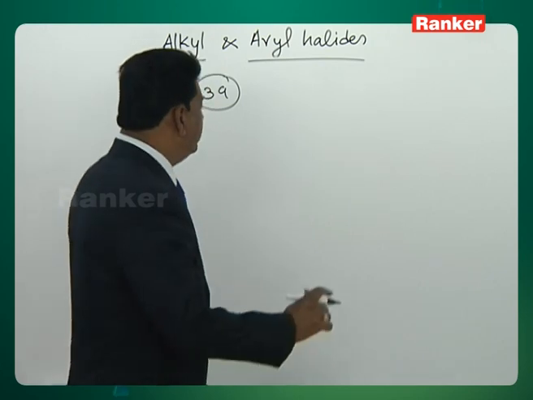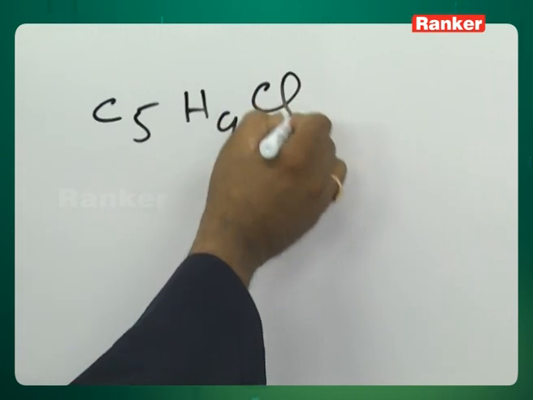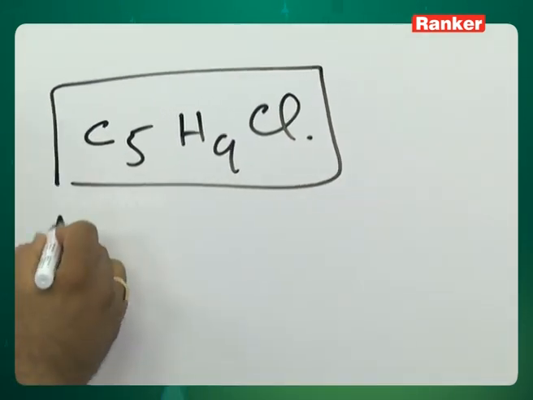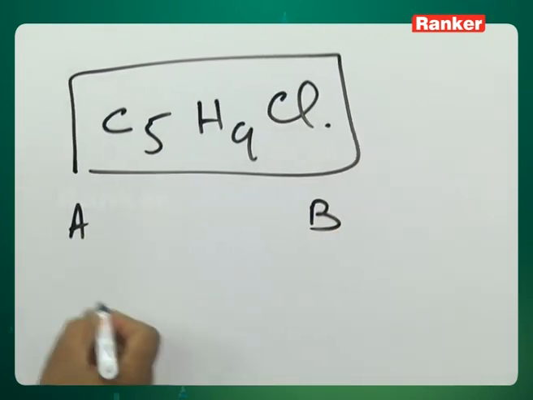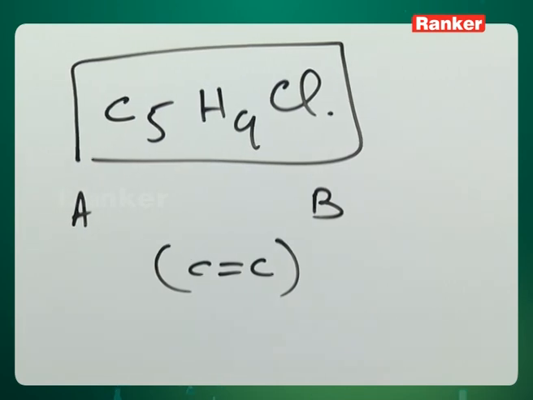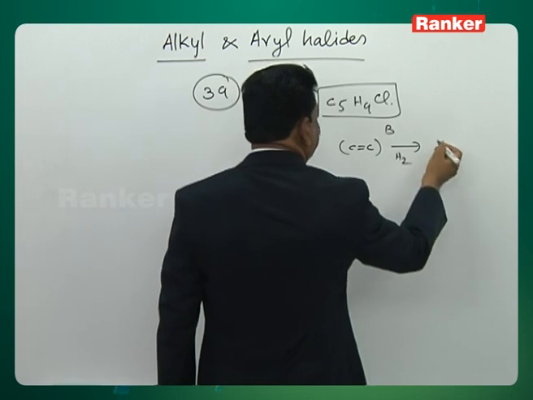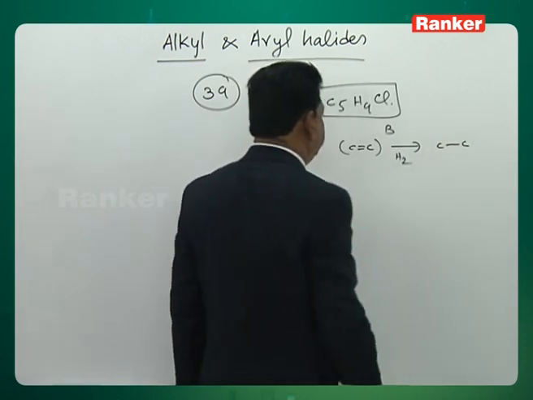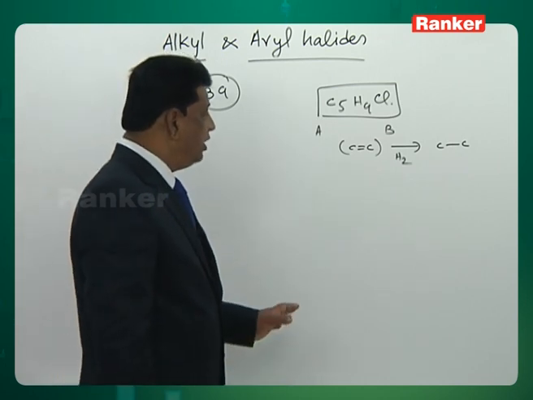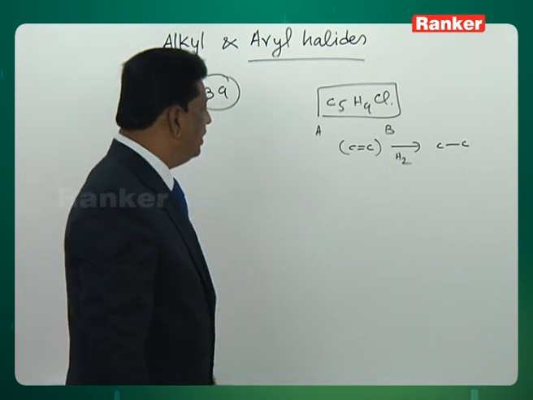The optical activity means both have C5H9Cl. That means there are 5 carbons in A and B. Both are alkenes. There is one double bond in both cases, and this double bond is hydrogenated. Hydrogenated means the compound will become saturated. It's not a reduction of the alkyl halide, but it is a hydrogenation. Therefore, the double bond, the unsaturated site, will become saturated.